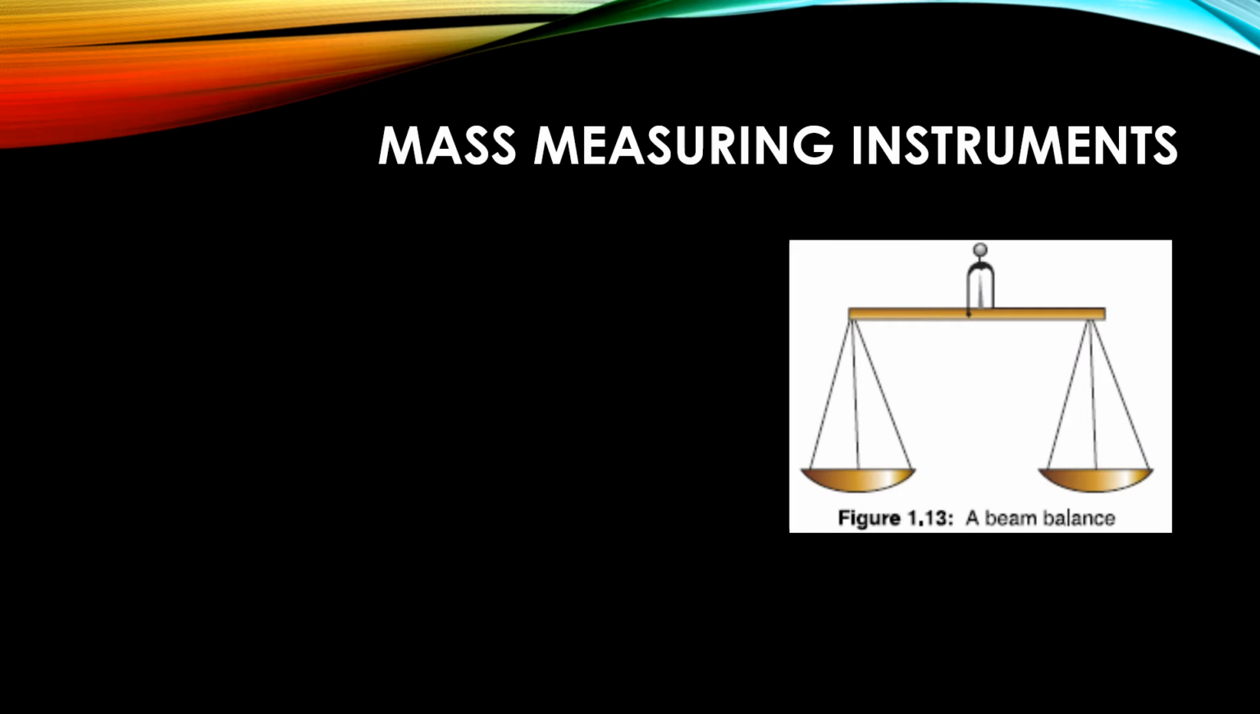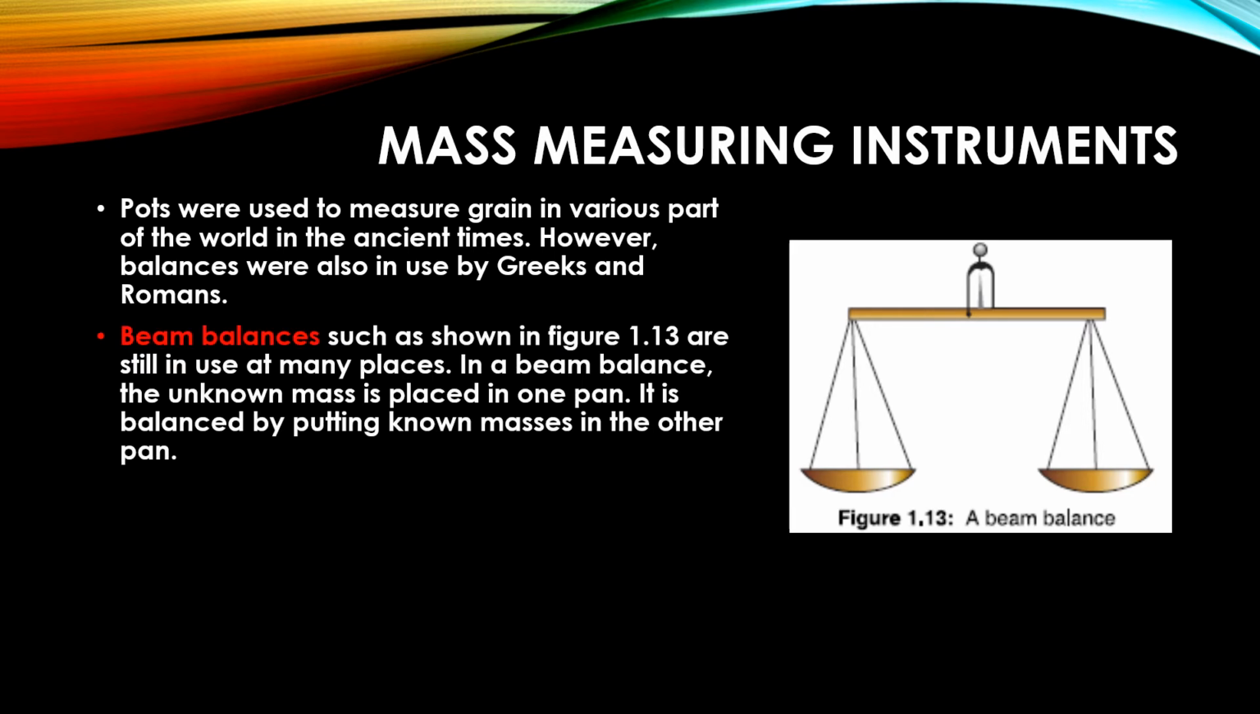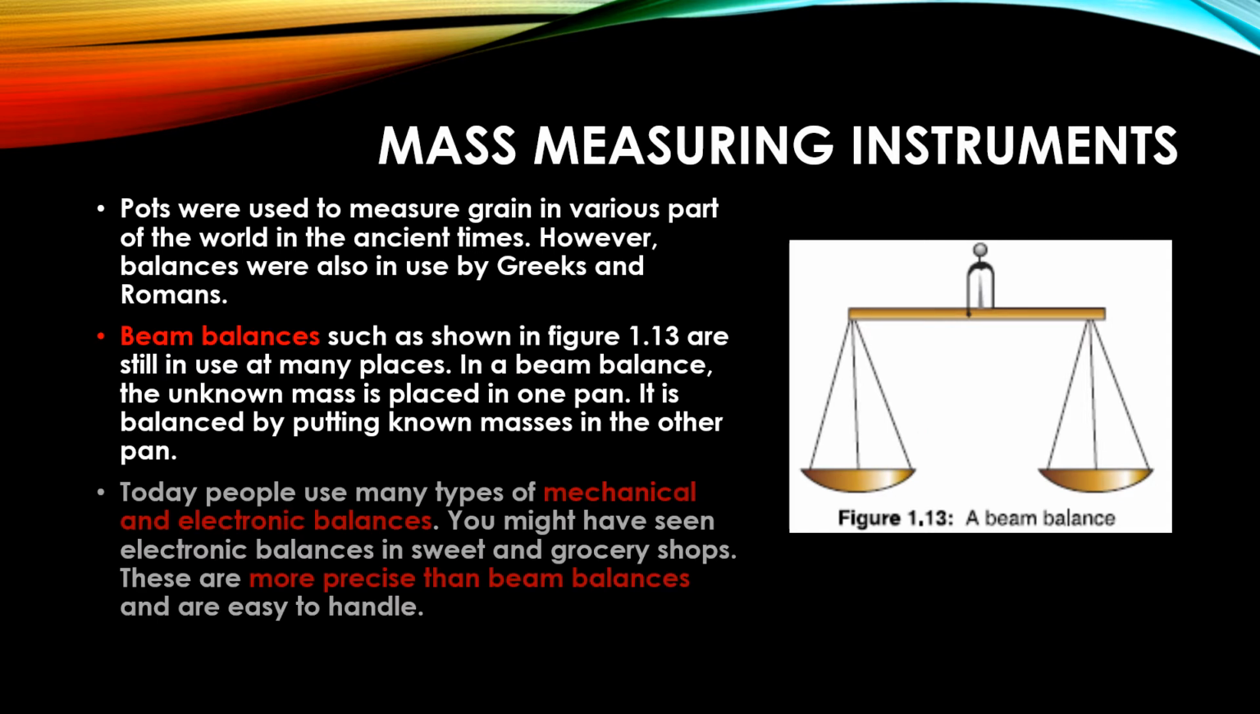In the figure, a beam balance is shown. Pots were used to measure grains in various parts of the world in ancient times. However, balances were also in use by Greeks and Romans. Beam balances, such as in the figure, are still in use at many places. In a beam balance, the unknown mass is placed in one pan. It's balanced by putting known masses in the other pan.